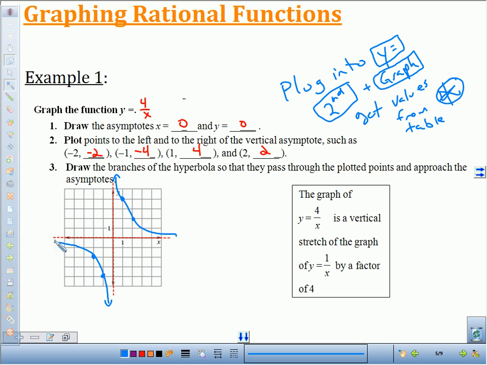There we go. Put a little arrow there. So there's our graph. Two asymptotes, right, at x equals 0, y equals 0, and two branches.